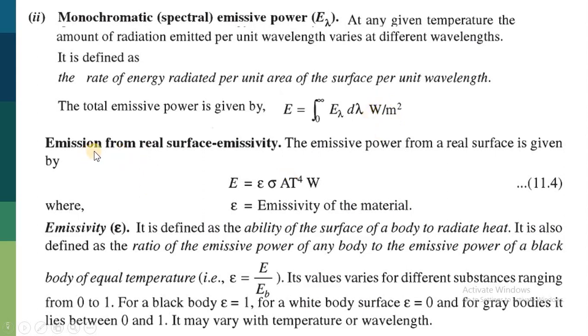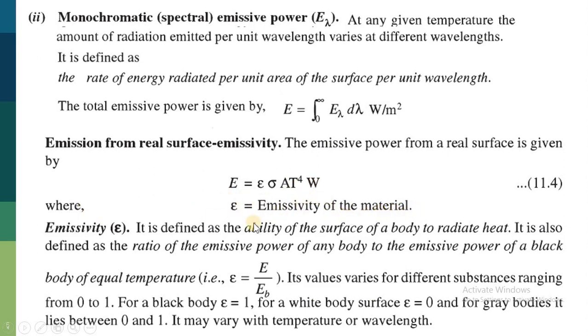Next definition, emission from real surface. We know that emission from a black body is 100%, but in case of a real surface, this emission value is less than a black body. The emissive power from a real surface is given by E is equal to epsilon sigma A T raised to 4, where epsilon is the emissivity of a material.